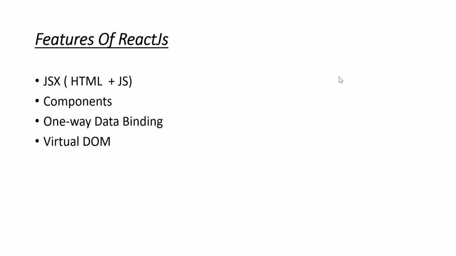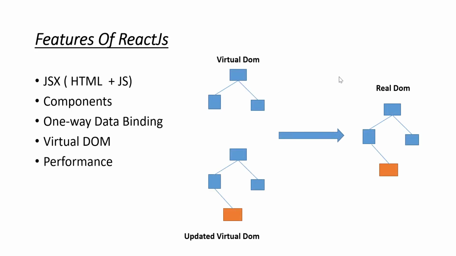Then the fourth feature is the virtual DOM. This is the main feature of React. This feature alone makes React unique among all the libraries or frameworks that exist in the market. This virtual DOM concept makes React so popular. So how does this virtual DOM concept work? I will show an example for that.